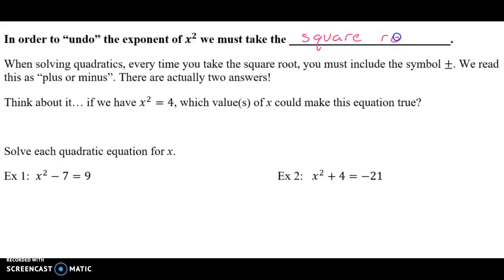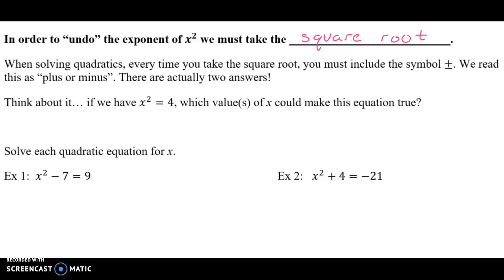So now that we kind of see how these solutions relate to the graphs, we're going to solve some more quadratics today and see the different ways to solve it, okay? So it says when solving quadratics, every time you take the square root, you must include the plus or minus sign. We read this as plus or minus. There are actually two answers. Think about it. If we have x squared equals 4, what are the answers that x could be?